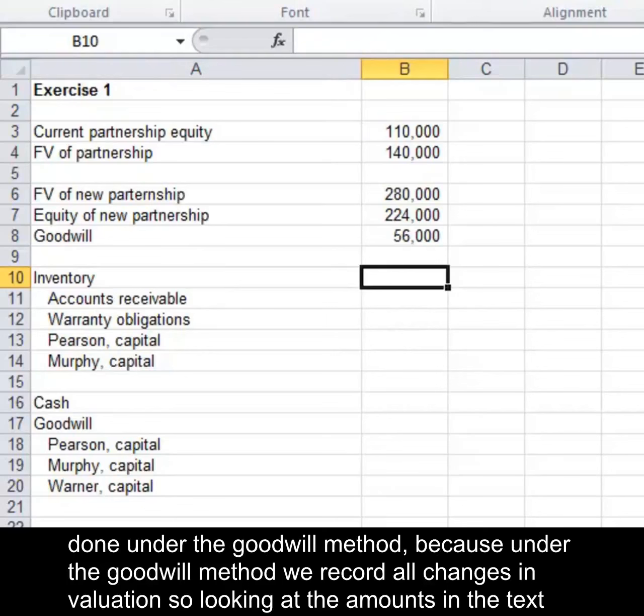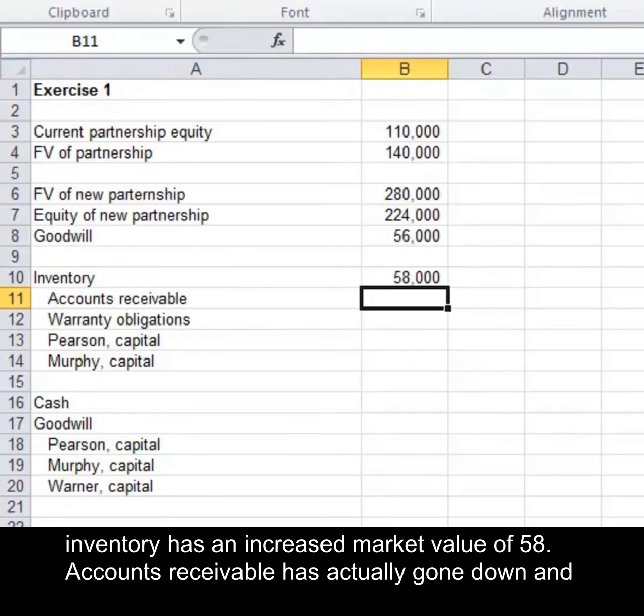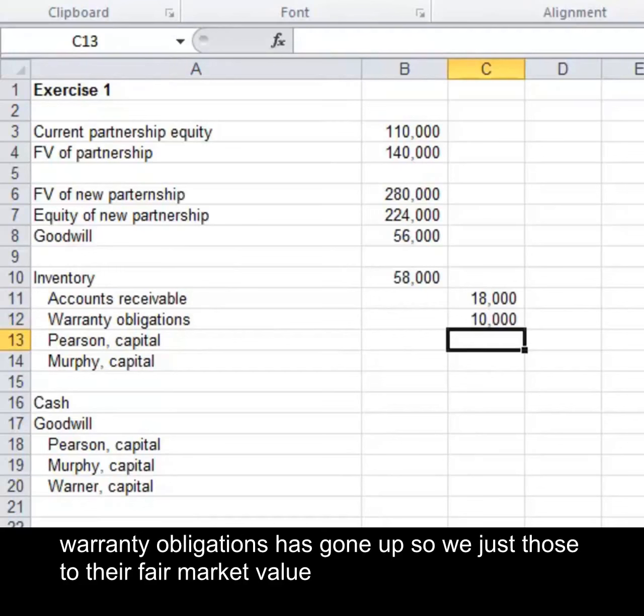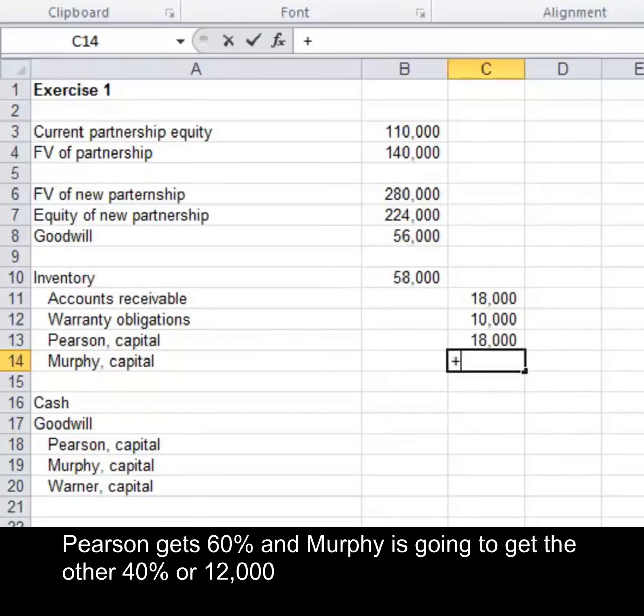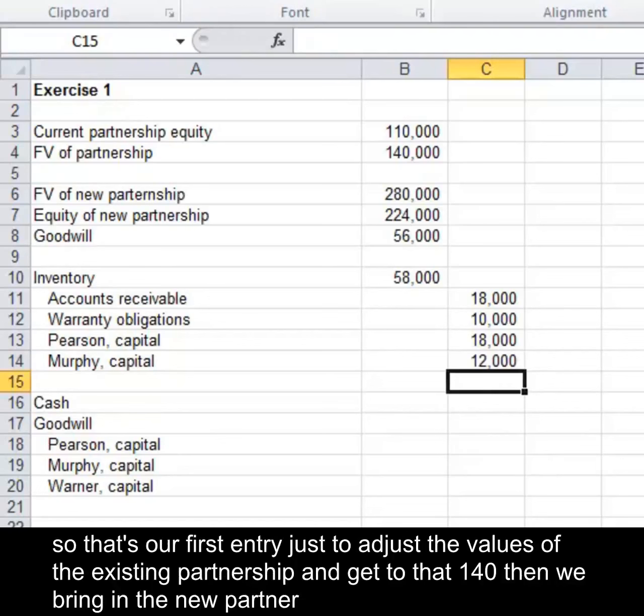So looking at the amounts in the text, inventory has an increased market value of 58, accounts receivable has actually gone down, and warranty obligations has gone up. So we adjust those to their fair market value. It's a net change of 30,000. That 30,000 is allocated to the two existing partners based on their profit and loss sharing percentages. So Pearson gets 60%, and Murphy is going to get the other 40%, or 12,000. So that's our first entry, just to adjust the values of the existing partnership and get it to that 140.